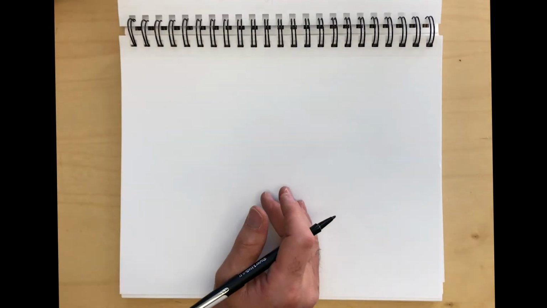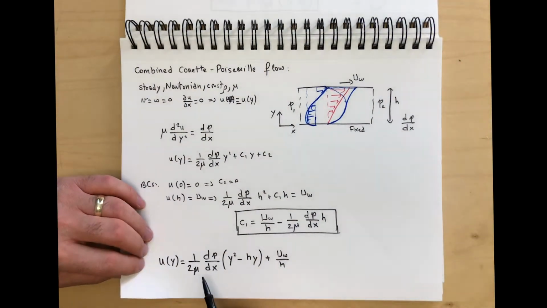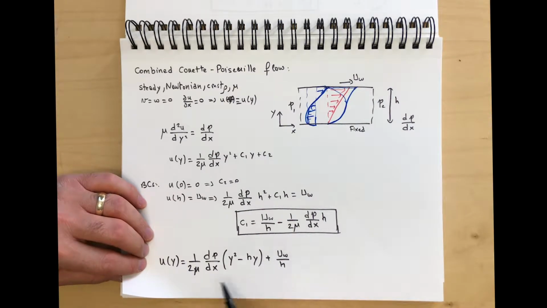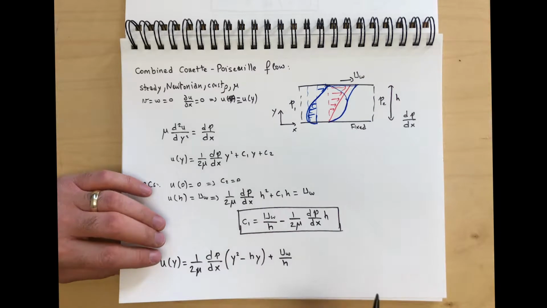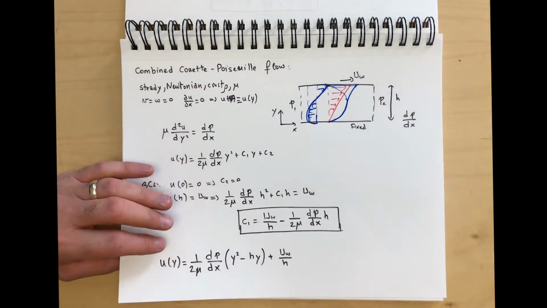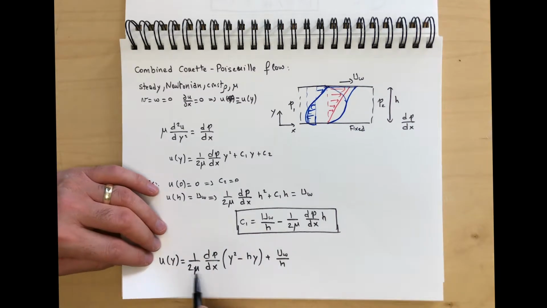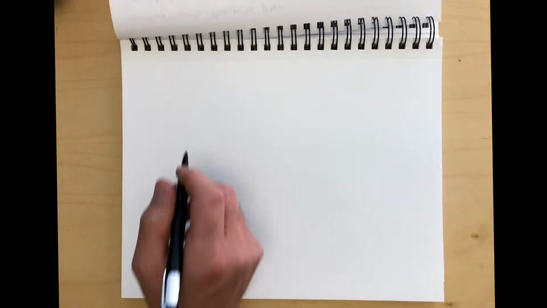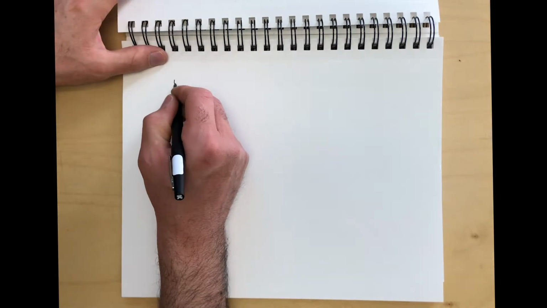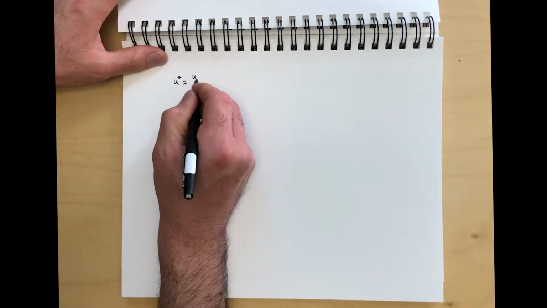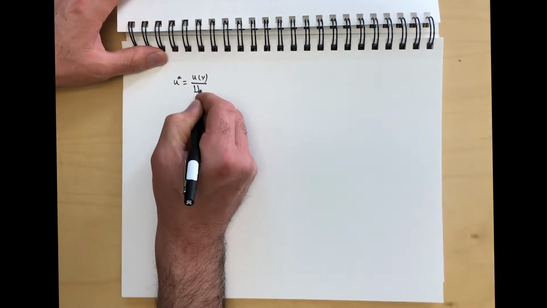This is an interesting form, but to get it into something a little more manageable, because we have so many variables here, we have h, dP, dx, mu, and u wall, I want to get this into a dimensionless form that we can plot regardless of what the channel height is. So what we do, we're going to divide by u wall. So we are plotting u star equal u of y over u wall.